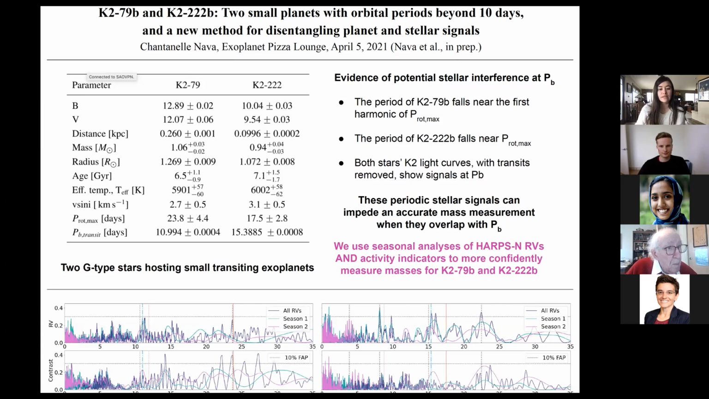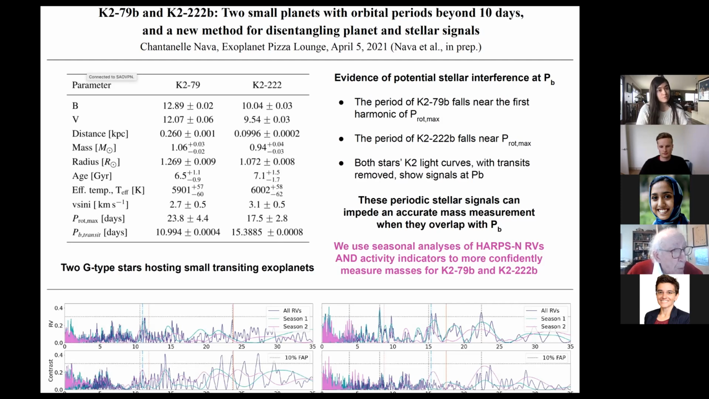And as I said, the K2 light curves, when we remove the transits, both in periodogram analyses and ACF, gave us some cause for concern that we may be seeing signals at the orbital period of the planet. So the problem is that when we see stellar signals that have almost the same exact periodicity as the planet we're looking for, it really impedes our ability to accurately measure a mass if they're overlapping, or it can, depending on how those two signals are interacting and what their respective phases are.